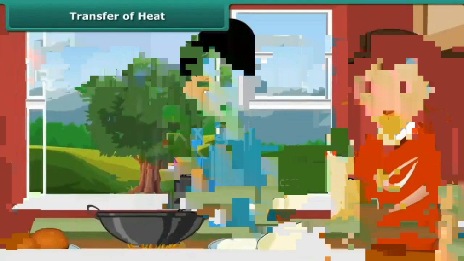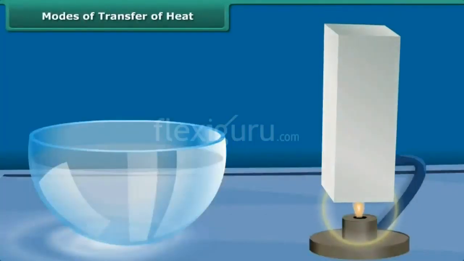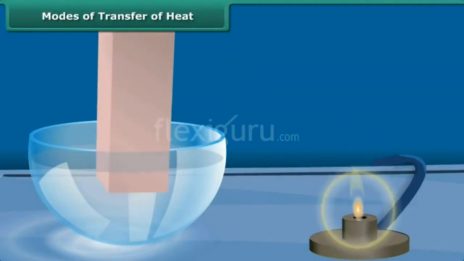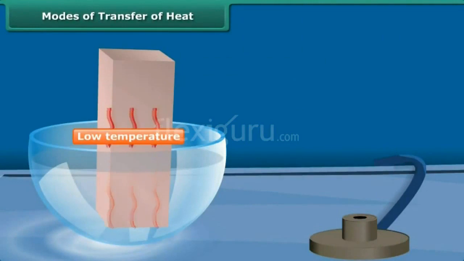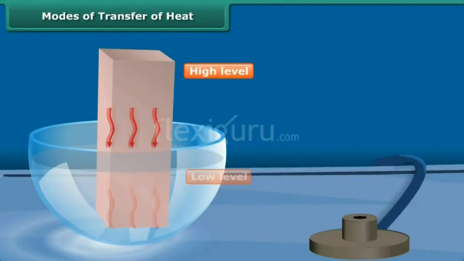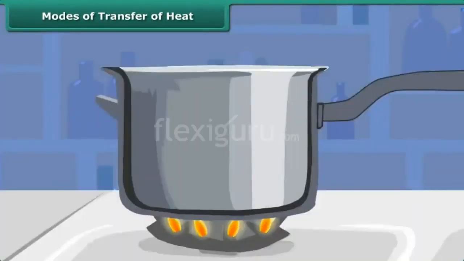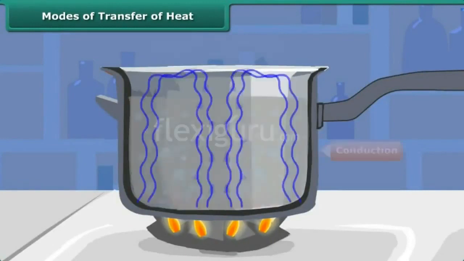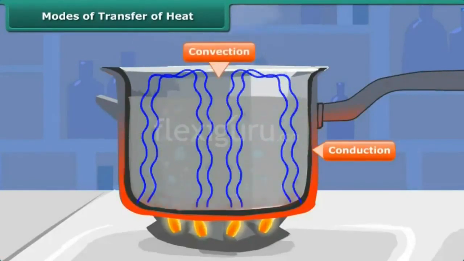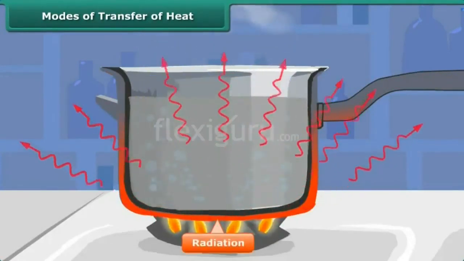There is a mutual exchange of heat between bodies at different temperatures. Flow of heat takes place in a particular direction, that is, from bodies at higher temperature to bodies at a lower temperature, as water flows from a higher to a lower level. There are three modes of transfer of heat from one place to the other. These are conduction, convection, and radiation.